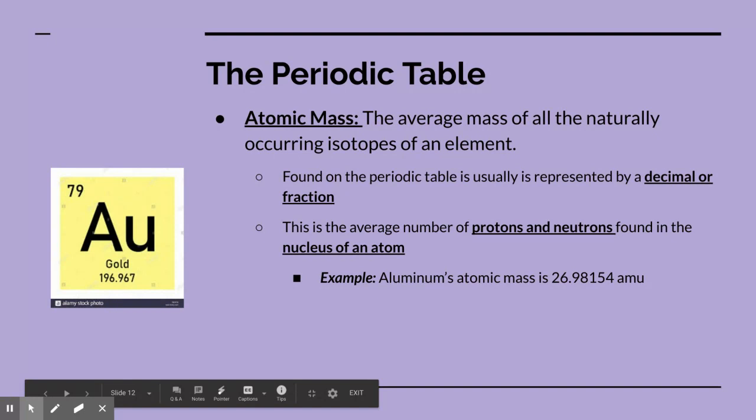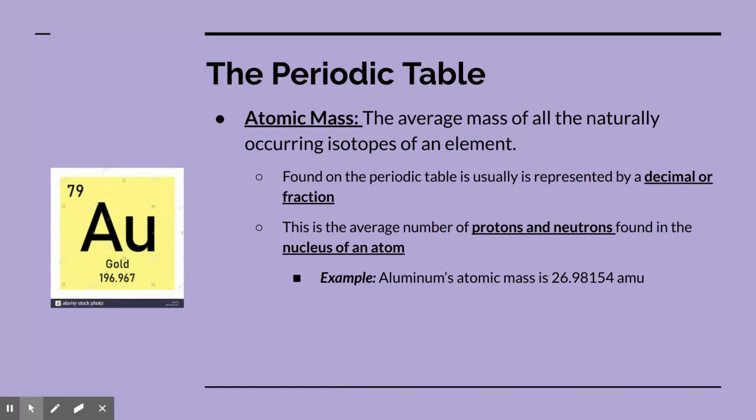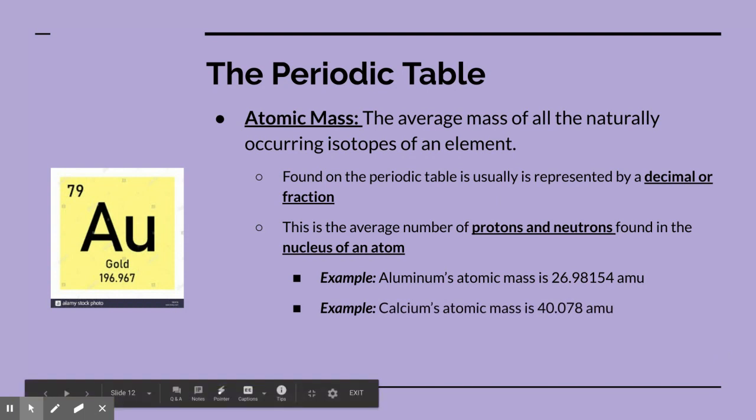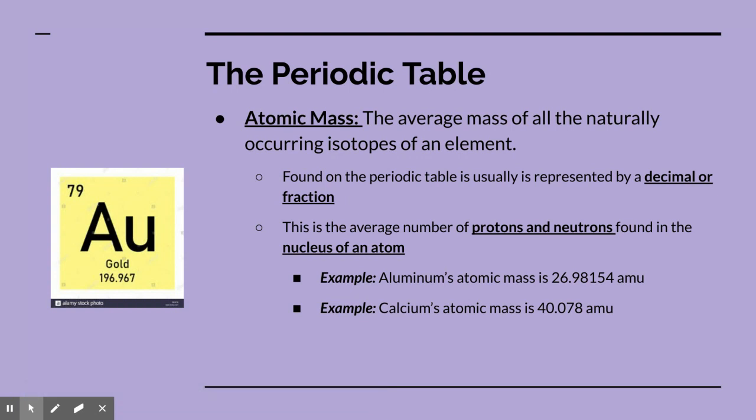So if we take a peek here at aluminum, again, aluminum's atomic mass is 26.98154 AMUs. And then calcium's is going to be 40.078 AMUs. So notice that these are a fraction, this is a decimal. So it should be fairly easy to identify atomic mass versus atomic number. Atomic number, whole numbers. Atomic mass, it's going to be a fraction.